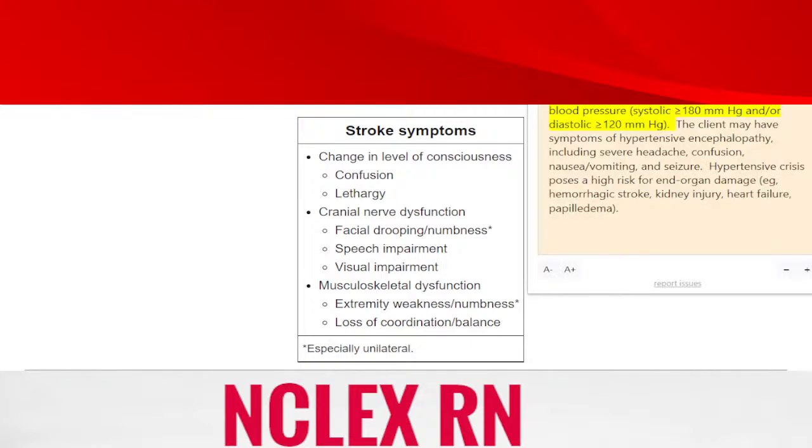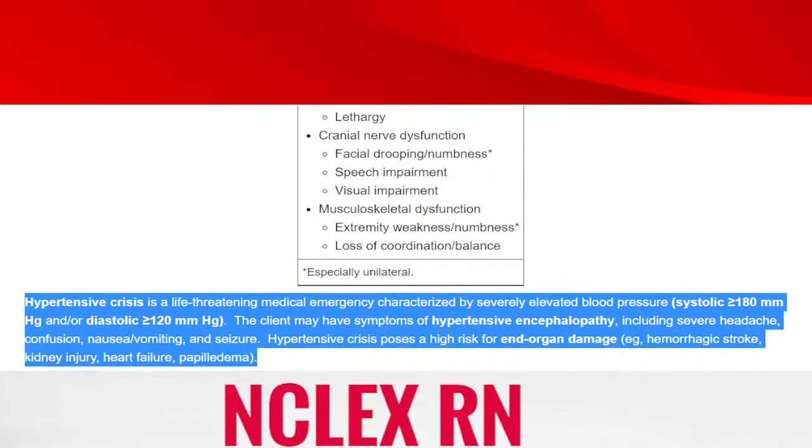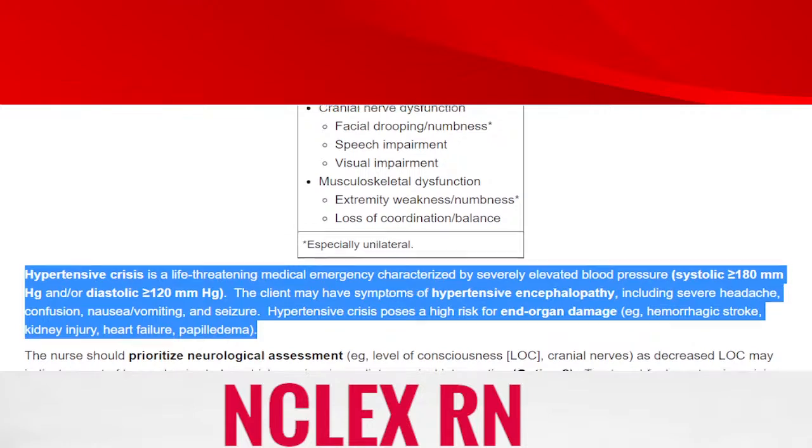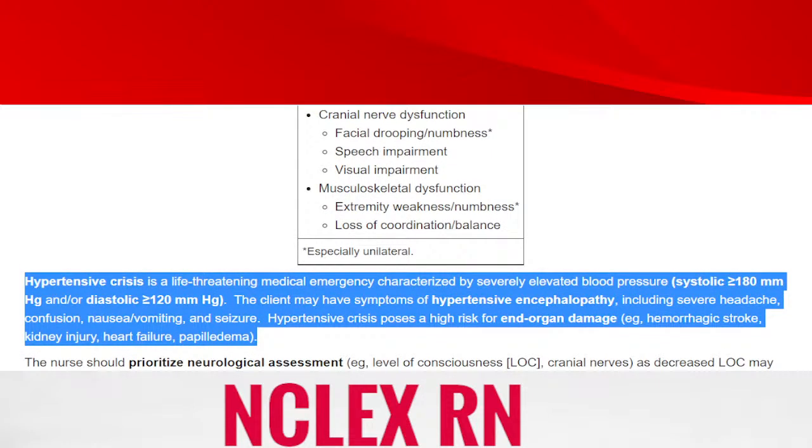Hypertensive crisis is a life-threatening medical emergency characterized by severely elevated blood pressure, systolic greater than or equal to 180 mm Hg and/or diastolic greater than or equal to 120 mm Hg. The client may have symptoms of hypertensive encephalopathy, including severe headache, confusion, nausea, vomiting, and seizure. Hypertensive crisis poses a high risk for end organ damage, e.g., hemorrhagic stroke, kidney injury, heart failure, papilledema.